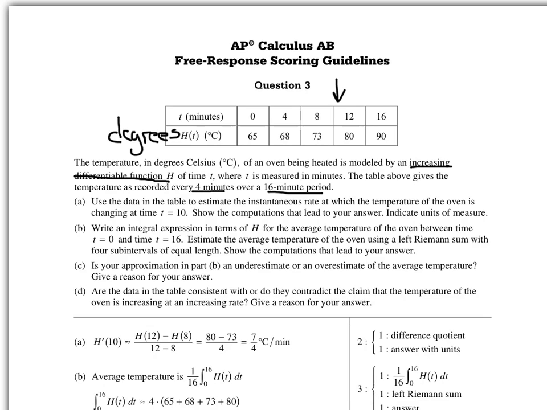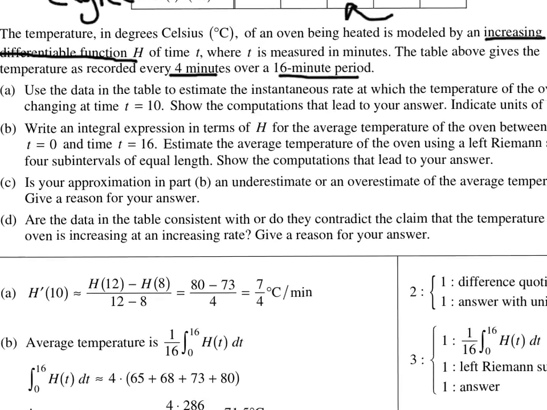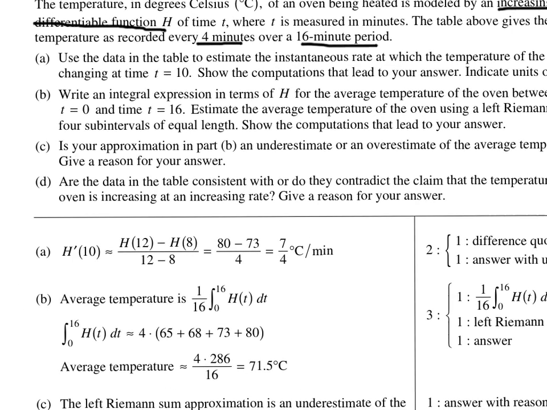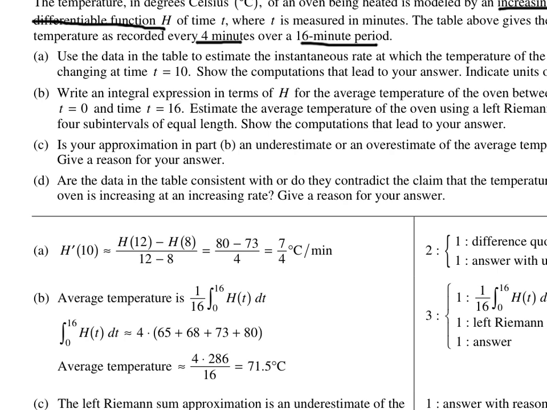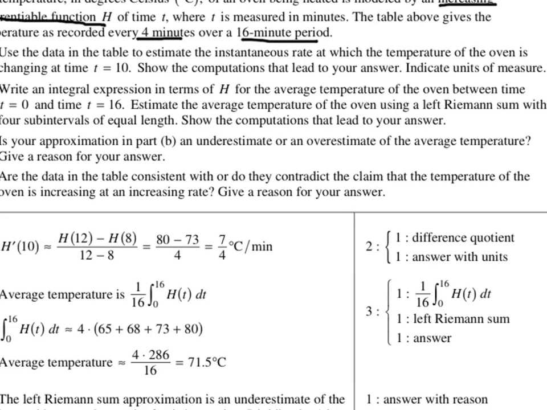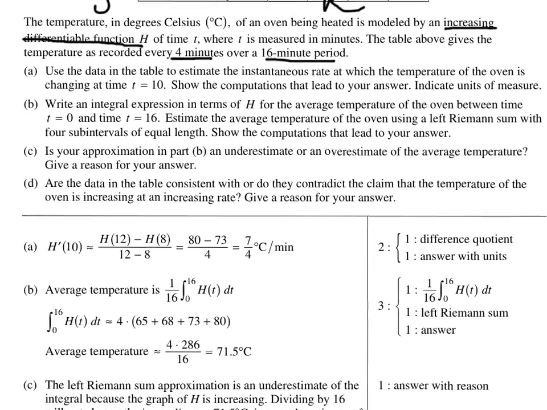So to estimate rate of change, we'll do the change in y over the change in x. So you can see on the rubric here that when we're looking at 10, we would go 80 minus 73 over 4. So we get 7 over 4 degrees Celsius per minute. So notice for your points, you show your work, the difference quotient, and then also you give your answer with units. If there's no units, then they would not give you that point.